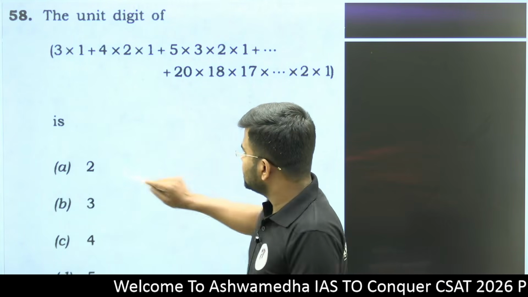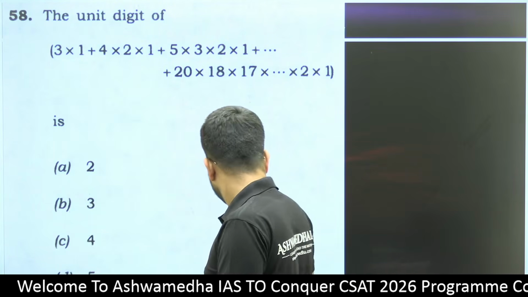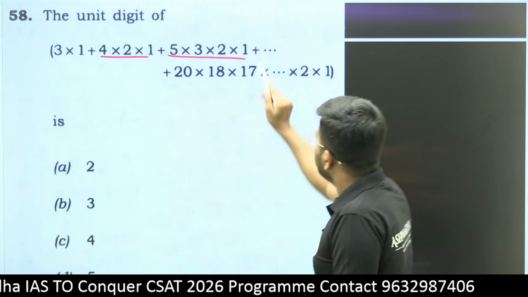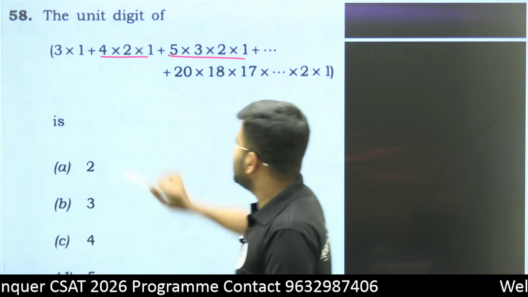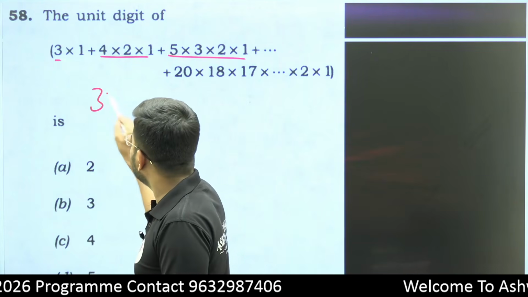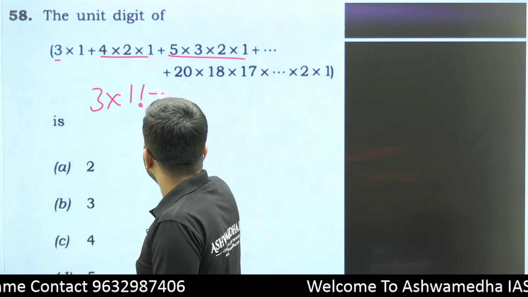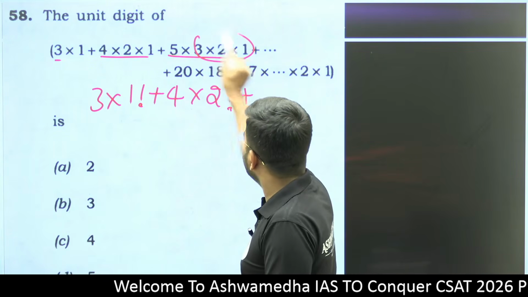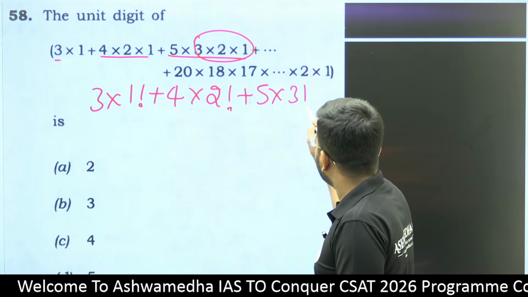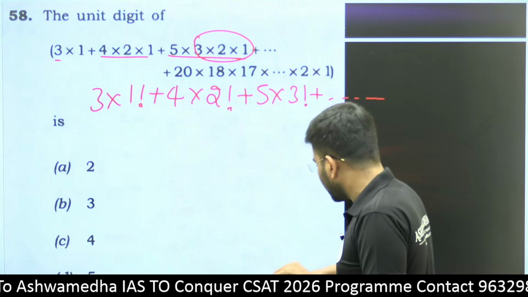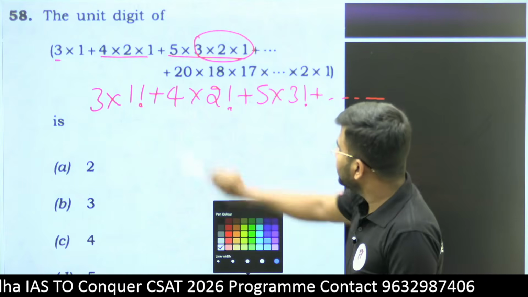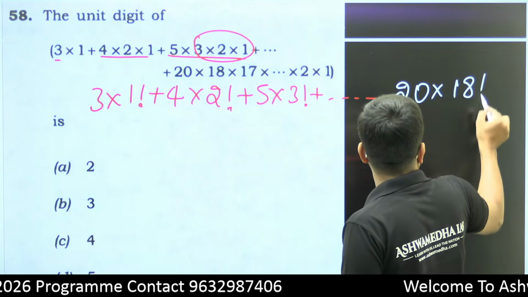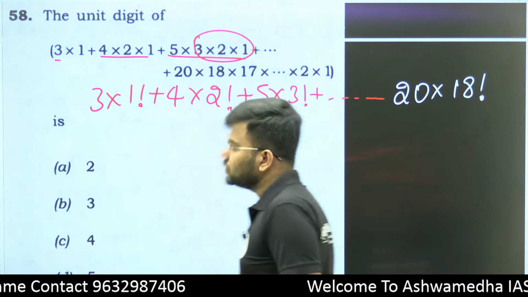Now multiply this: 3 into 1, 4 into 2 into 1, 5 into 3 into 2 into 1, plus 1 and so forth up to this. So as soon as you see here, 3 into 1 factorial plus 4 into 2 factorial plus 5 into 3 factorial, and so on and so forth up to 20 into 18 factorial.